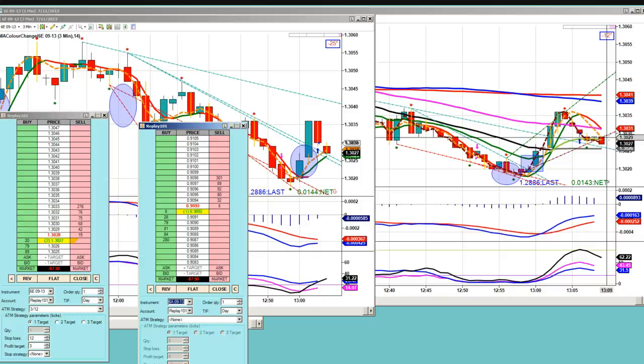Now, we could have gotten out slightly later, taken a few more ticks. I got out a little prematurely, but I like to get out right at the 13 because I know that it's likely to bounce there.